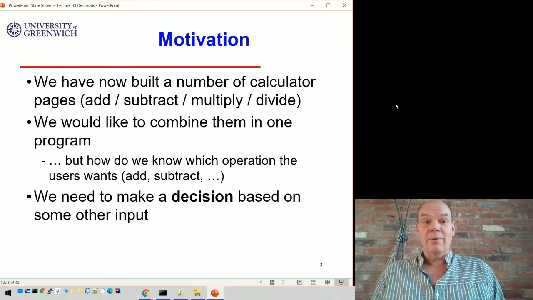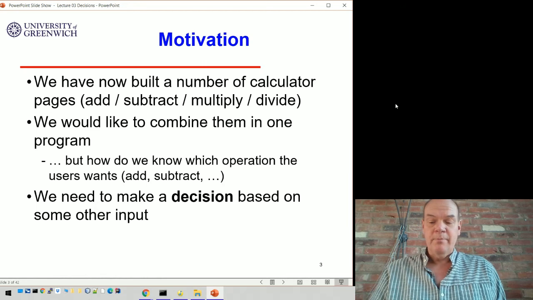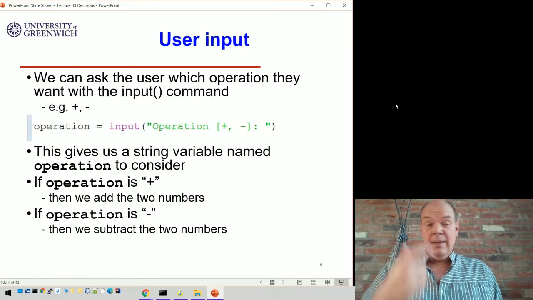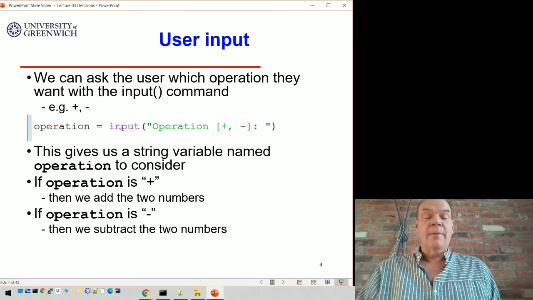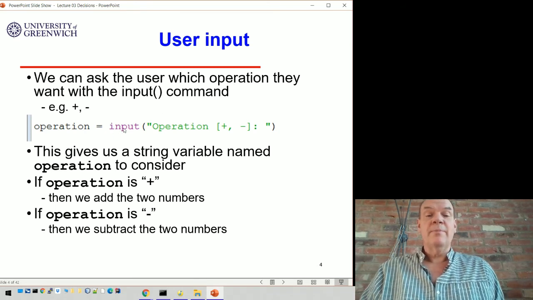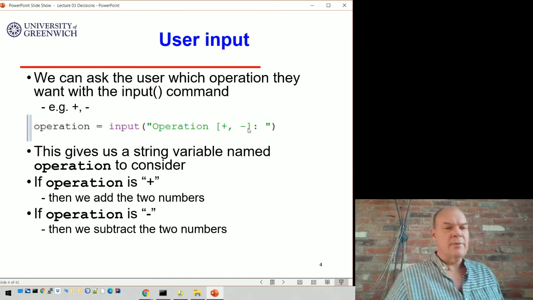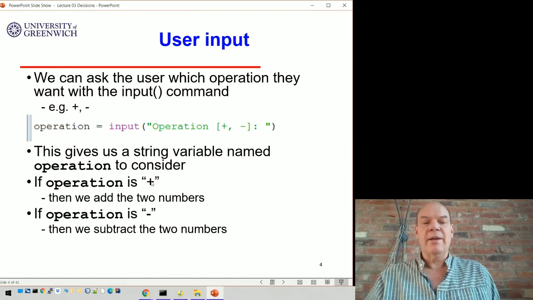So we can ask them what they want, but then we need to decide what to do depending on how they reply. For example, in this line here, this line gets added to the program that we've seen before. We can ask them what the operation is. Is it plus or minus? We'll just do addition and subtraction to start with. And that will give us a string variable which will contain the character plus or minus.